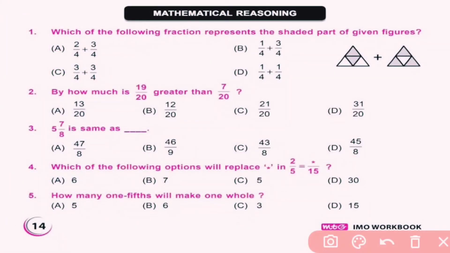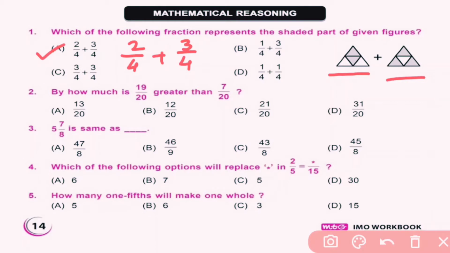Now we start with section 1, mathematical reasoning, question number 1. Which of the following fractions represented the shaded part of the given figure? Now in the first figure, there are 4 equal parts and out of 4, 2 parts are shaded. Plus in this figure, there are 4 total parts and out of 4, 3 parts are shaded. So here option A is the correct answer.